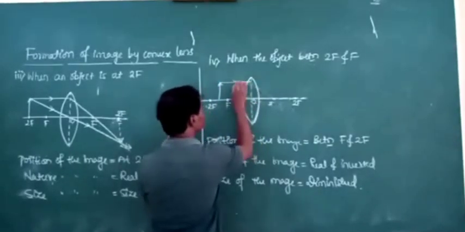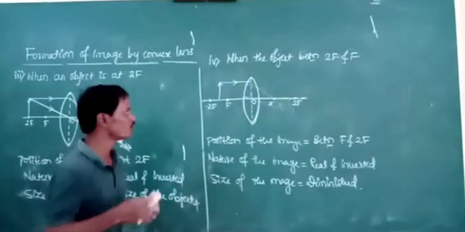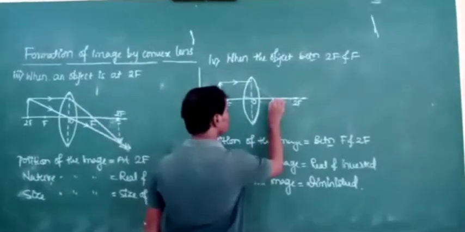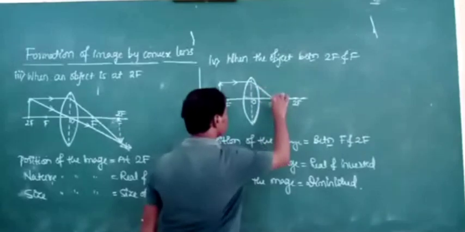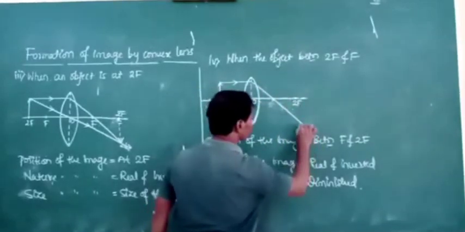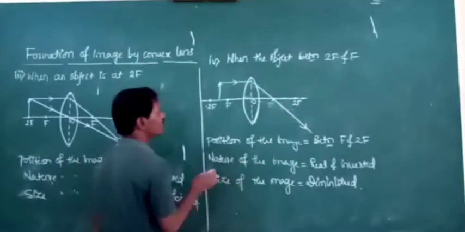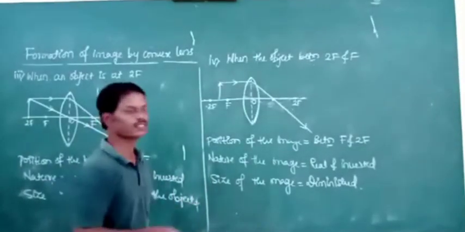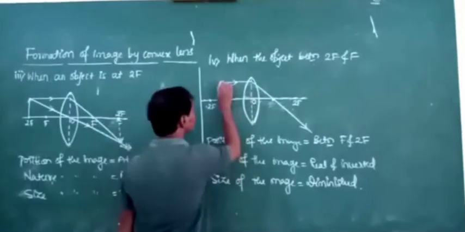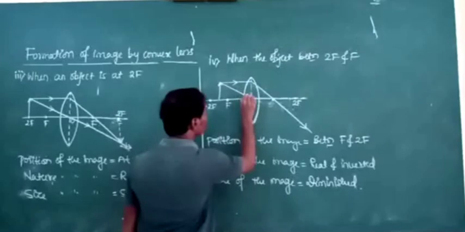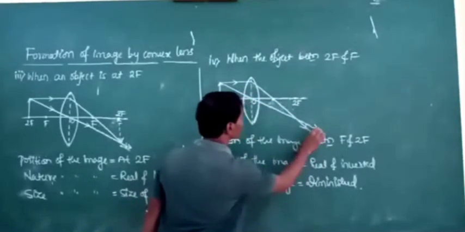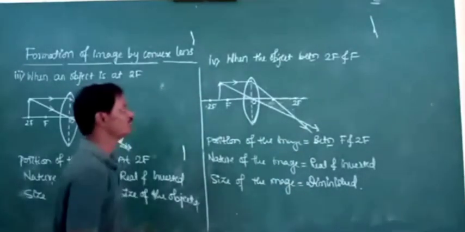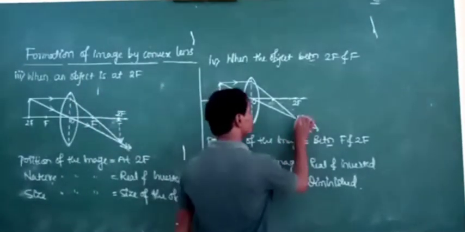First, the incident ray is parallel to the principal axis. After refraction, the refracted ray passes through the second principal focus. Then the second incident ray, which is passing through the optic center, passes without any deviation. Where is its image found? Here.